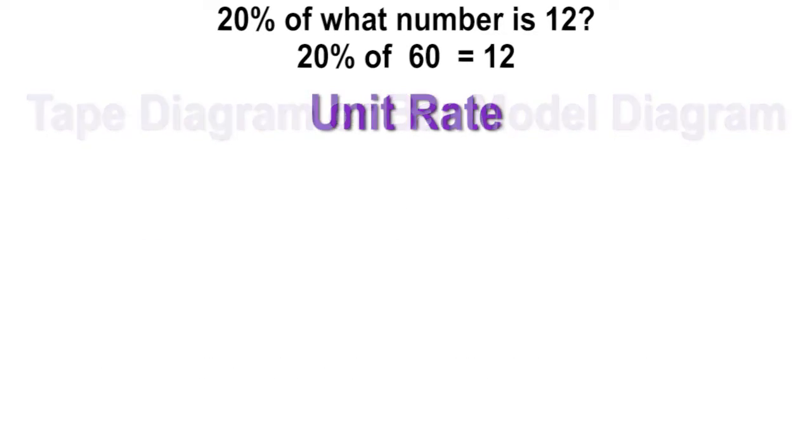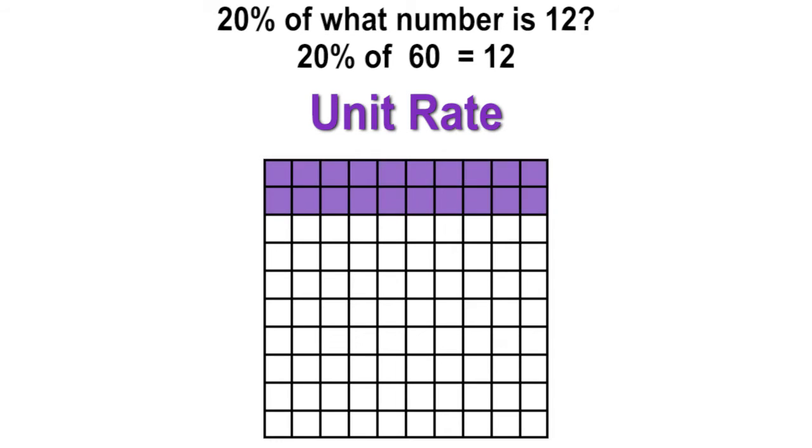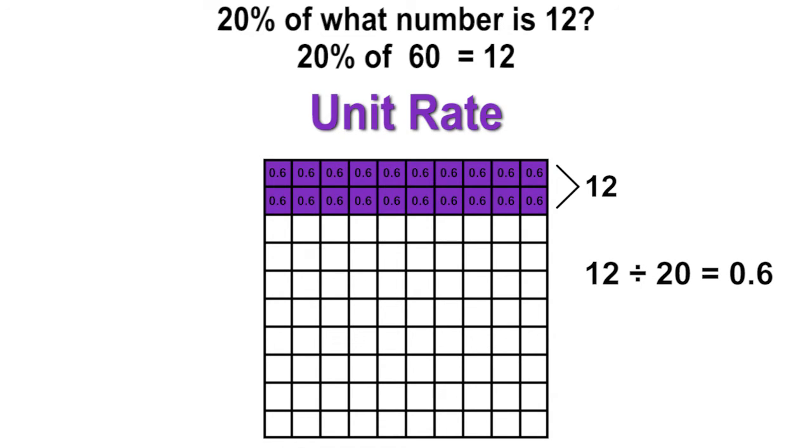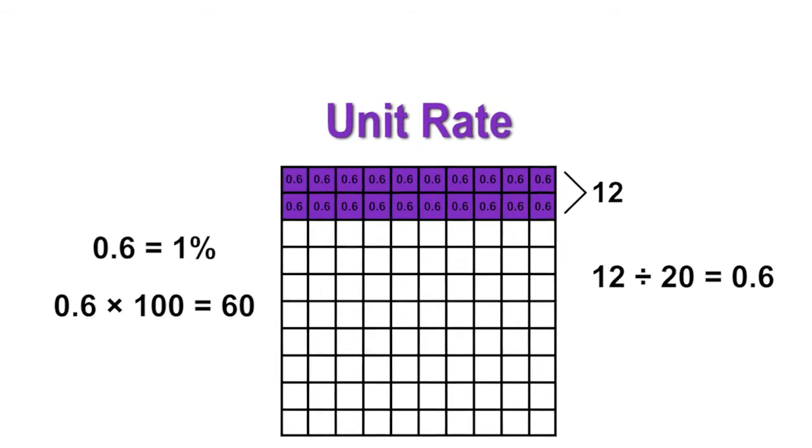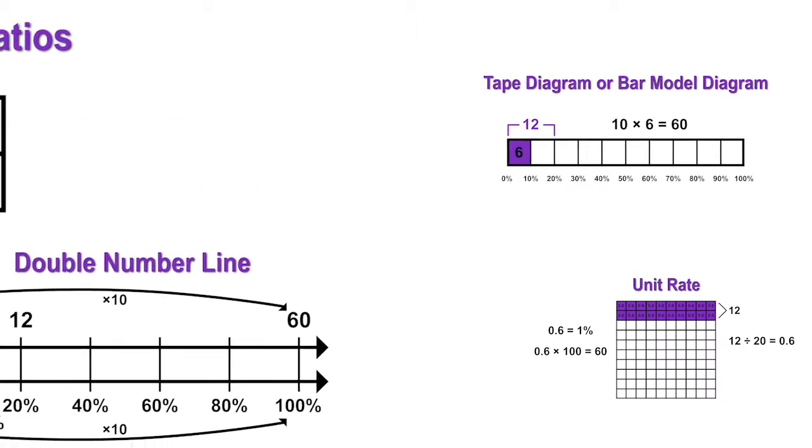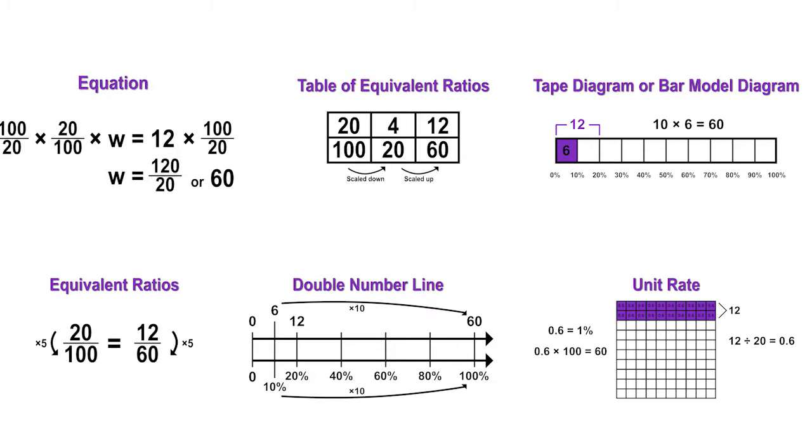Strategy 6, unit rate. If 20% of the whole has a value of 12, then when 12 is partitioned into 20 pieces, each piece equals 6/10. This unit rate of 6/10 is 1% of the whole. The unit rate can then be used to determine the value of the whole by multiplying 6/10 times 100 pieces. The solution is 60.